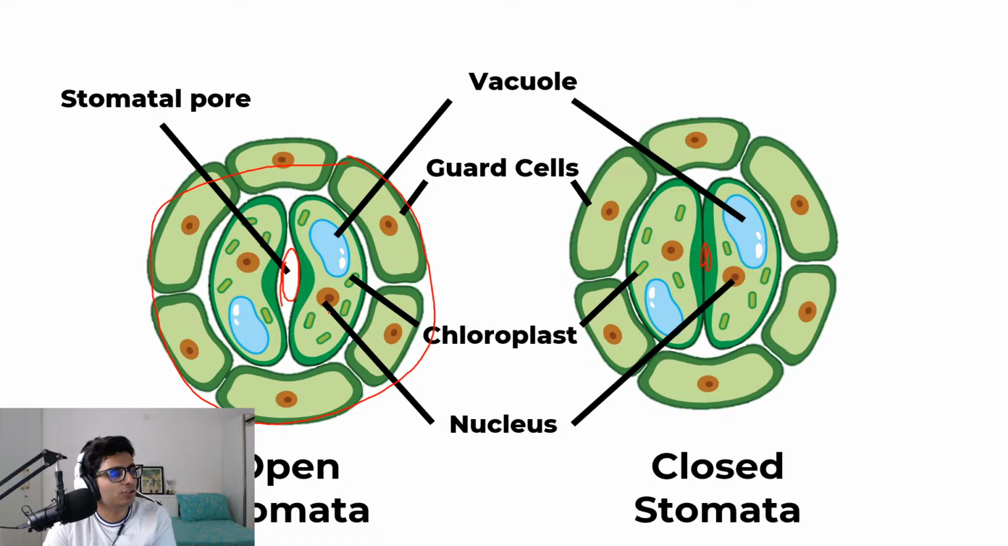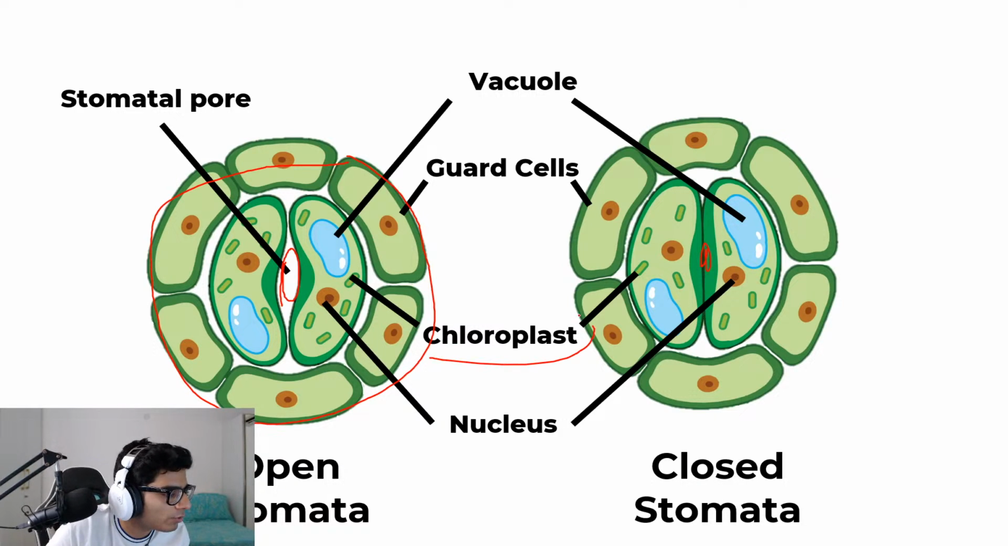Stomata is at the leaf. That is also true. But guys, do we know what a chloroplast is? Can somebody tell what a chloroplast is? Okay, Nalin. Okay. Very good. That's very good.